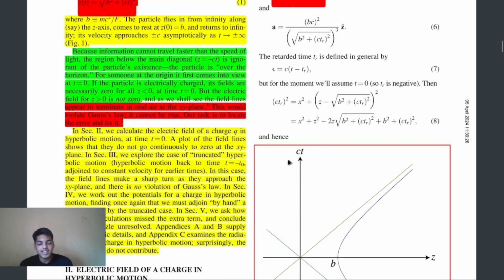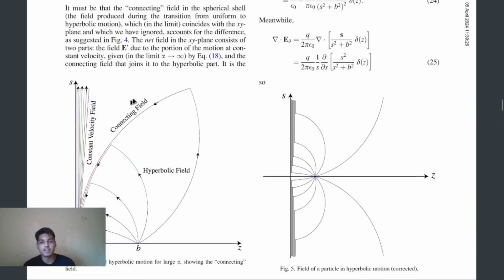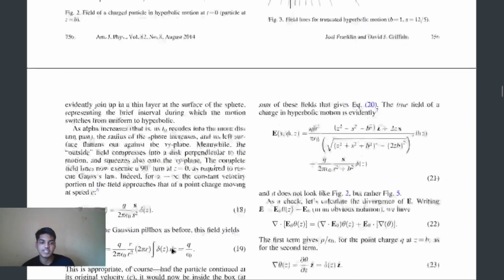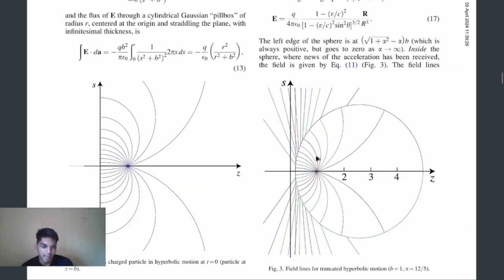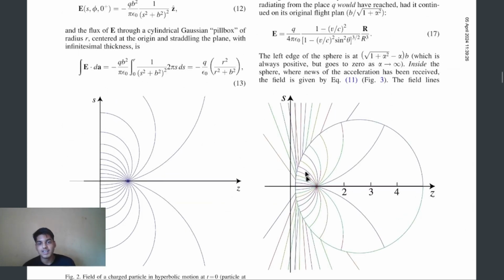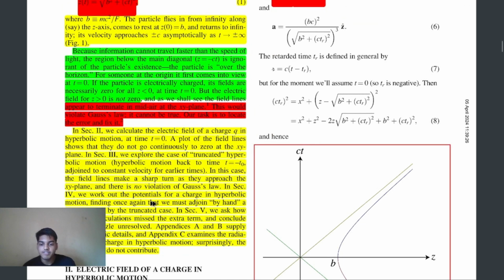This article is divided into five sections. In section 2, we would be plotting electric fields with the help of Gauss's and Maxwell's laws. In section 3, we would be taking into account truncated hyperbolic motion, which would tell us more about the electric field lines, and kinetic field and constant velocity field lines generated by the delta step function. In section 5, we would try to work out the potential of a charge in hyperbolic motion.